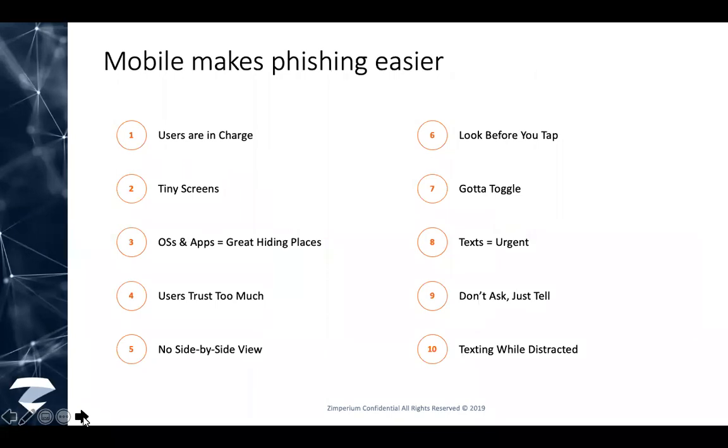First of all, we talked about it: users are in charge, smaller screens. Users do trust, no side-by-side. A lot of times you're like, I want to take a look, does this look like the real eBay? That sort of thing, right? Texts are urgent. We just got finished talking about it. And texting while distracted: I see something, I'm in the middle of something, bang, I just hit it. I just took care of business. Mark, what are your thoughts about this? Is there anything on this list that jumps out at you, or anything else?